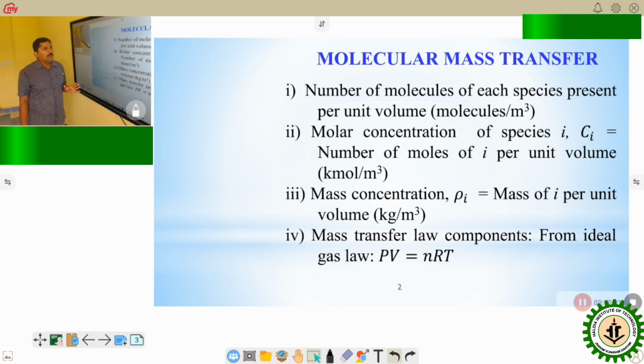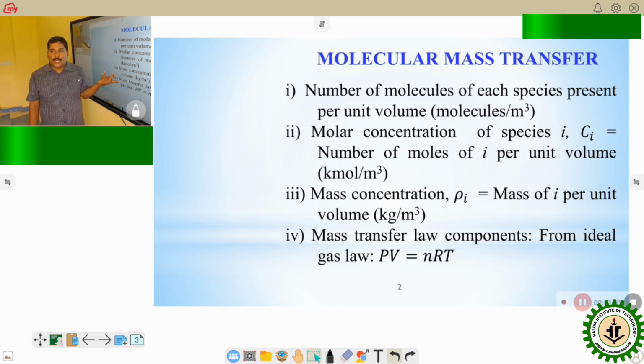What we are saying is the number of molecules of each species present per unit volume. All of you know that this is nothing but concentration. Or we can say the molar concentration of species i, if we consider one particular species: Ci is equal to the number of moles of i present per unit volume. That is the molar concentration, and the unit in the SI system should be kilomole per meter cube.